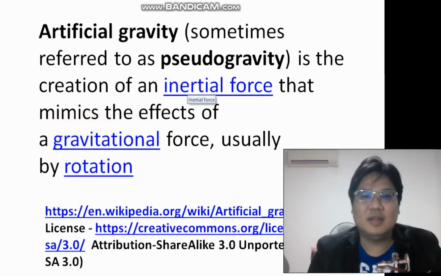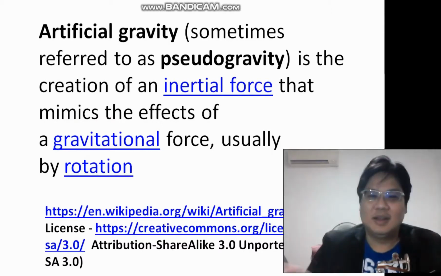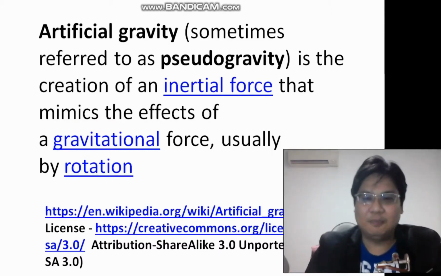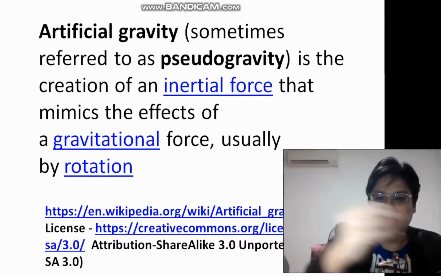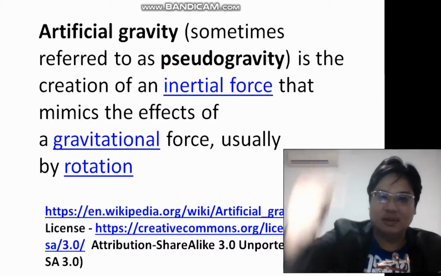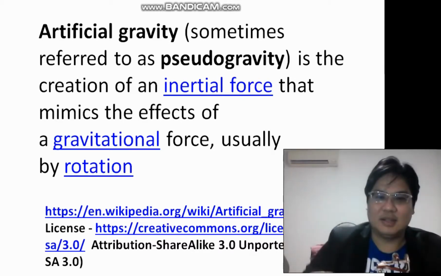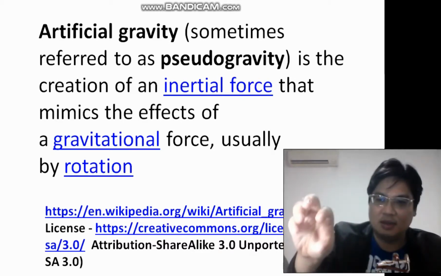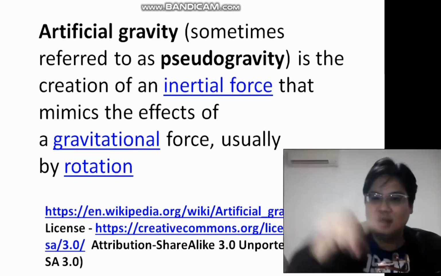So it's actually a pseudo-gravity that's the creation of inertial force that mimics the effects of gravitational force, usually by rotation. That means if it's like a station in the center, it has to be in the center here, and then there's something that rotates around this station. Now you can see it in motion, right, as I shared with you. So it has to be this center, and then something rotates around it.